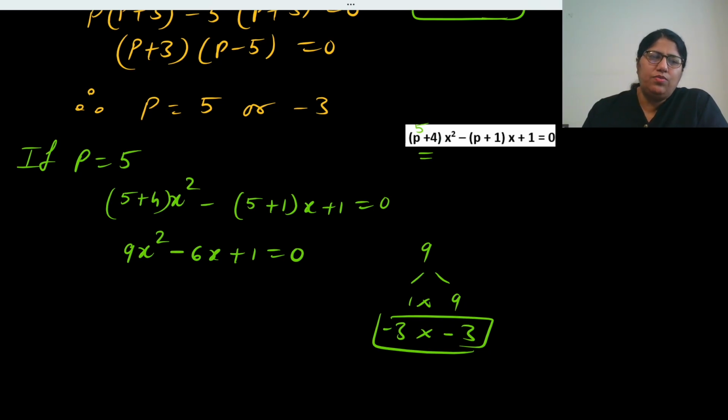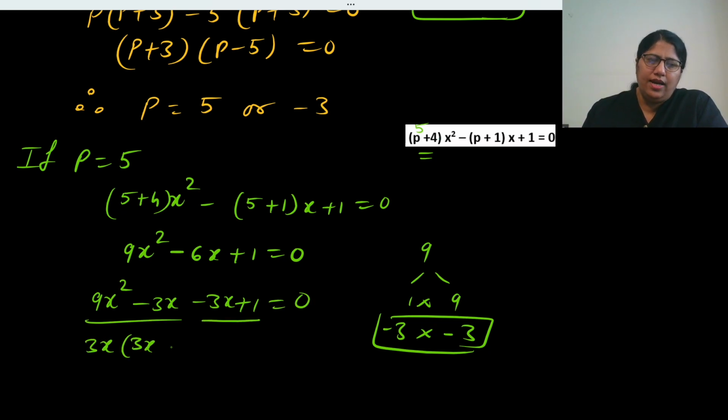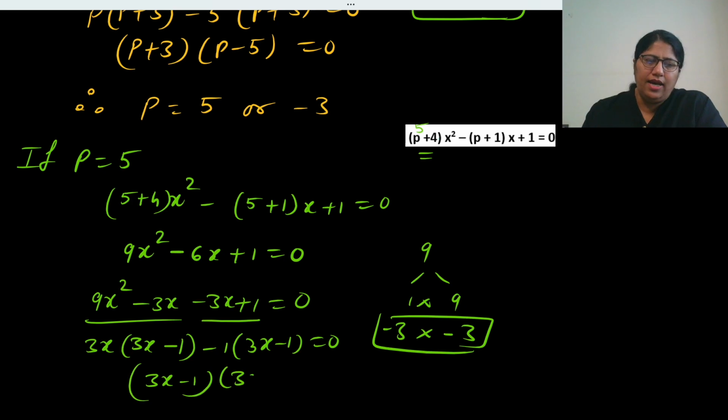Two equal roots means both the roots are going to be equal. So 9x square minus 3x minus 3x. If you remember the identity, you can use the identity directly also, a minus b whole square. So 3x minus 1 is common, 3x minus 1, and if you see, it is 3x minus 1 times 3x minus 1.